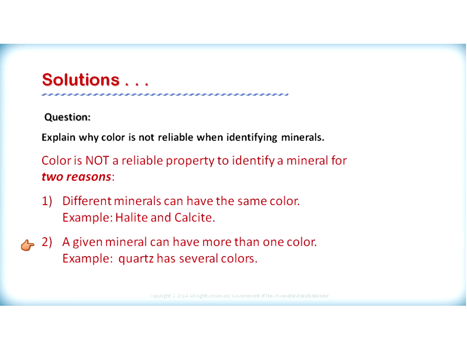And a second reason why color is not a good property to identify a mineral is that a given mineral can have more than one color. If you look at a sample of quartz, which is commonly made out of silica and commonly has impurities in it, quartz takes on several different colors, from amethyst quartz, which is a purple color, rose quartz, which is a pink color, crystal quartz, which is clear, smoky quartz, which is black, and the list goes on.